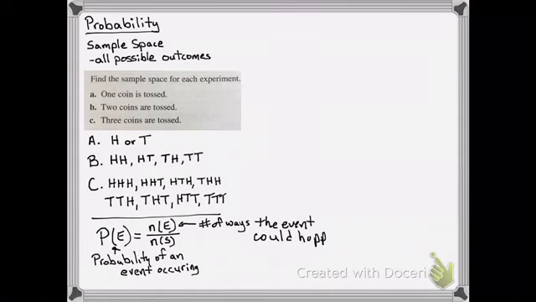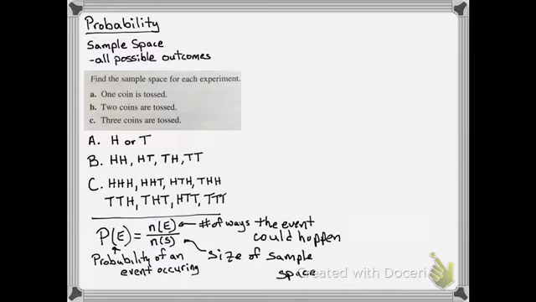And then the denominator is the size of the sample space. So it's not the sample space itself. It's how many elements there are in that sample space. How many different things could end up happening. Okay? That's what probability is.